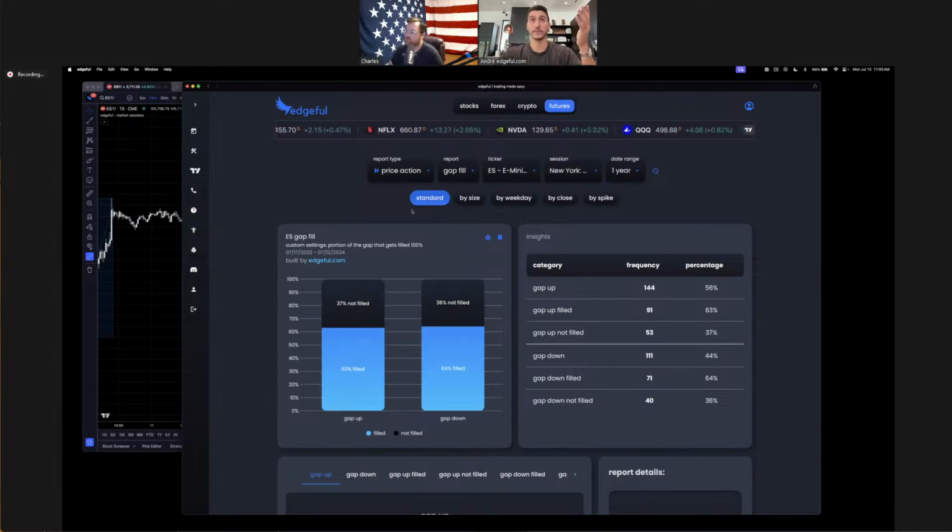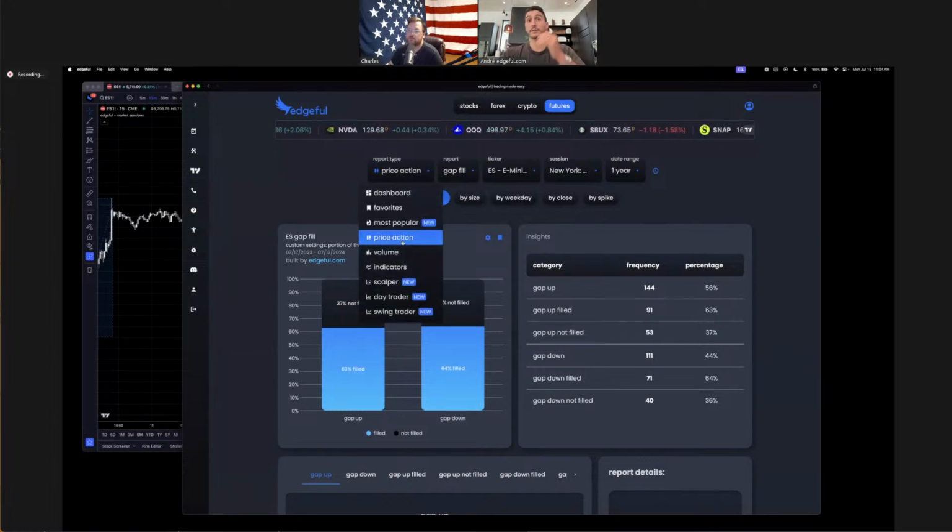Now we're in futures. This little area right here is your nav bar. This is your steering wheel for the entire site. This is how you literally do everything. Here we have three different types of reports: price action, volume, and indicator reports. We recently added these different groupings so you can narrow your focus. If I know I'm a scalper, I only want to look at the reports for scalpers, which you just click on right here, and it shows you all the reports we have just for scalpers.